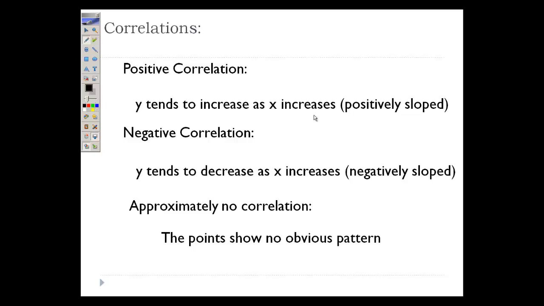In a positive correlation, y tends to increase as x increases, so it's a positively sloped correlation. The pattern gets bigger as you go from left to right. In a negative correlation, it gets smaller as you go from left to right. It's negatively sloped. And if there's no correlation, that means there's no pattern and there's no way to really tell what the data is doing.